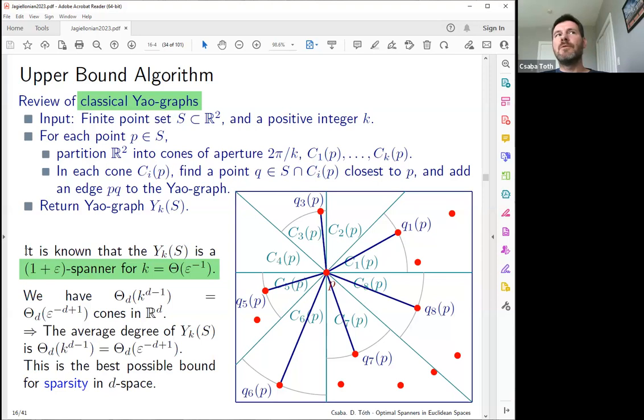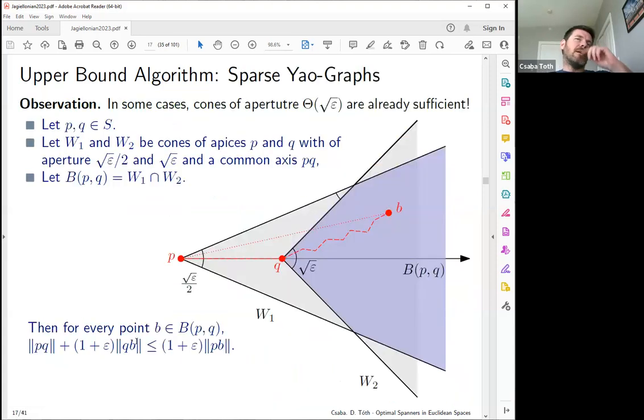The same kind of proofs show that if the number of cones is 1 plus 1 over epsilon, then this is a 1 plus epsilon spanner. It generalizes to higher dimensions. So this is the basis for the algorithm I want to use, but I want to sparsify the Yao graph. The basic idea is that perhaps we don't need 1 over epsilon cones. Perhaps we can use fewer cones. And this is the key idea on this slide.